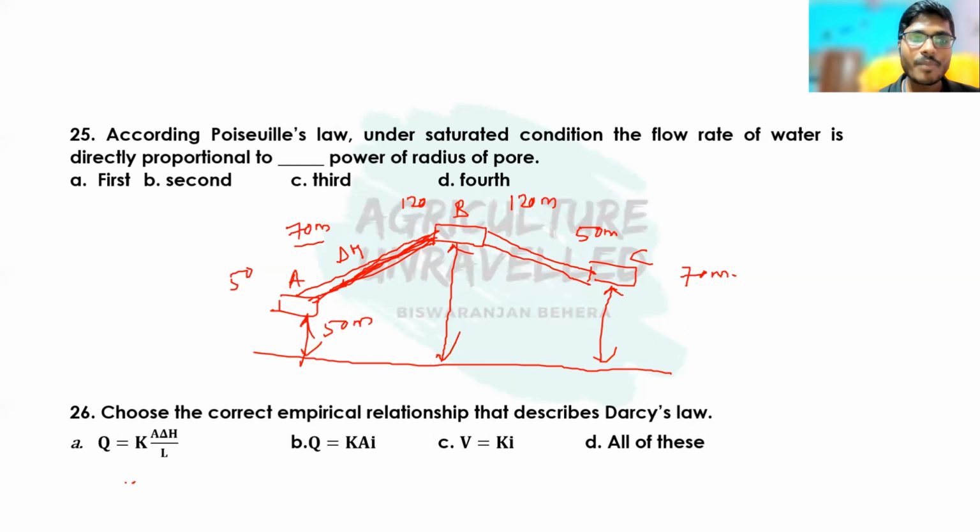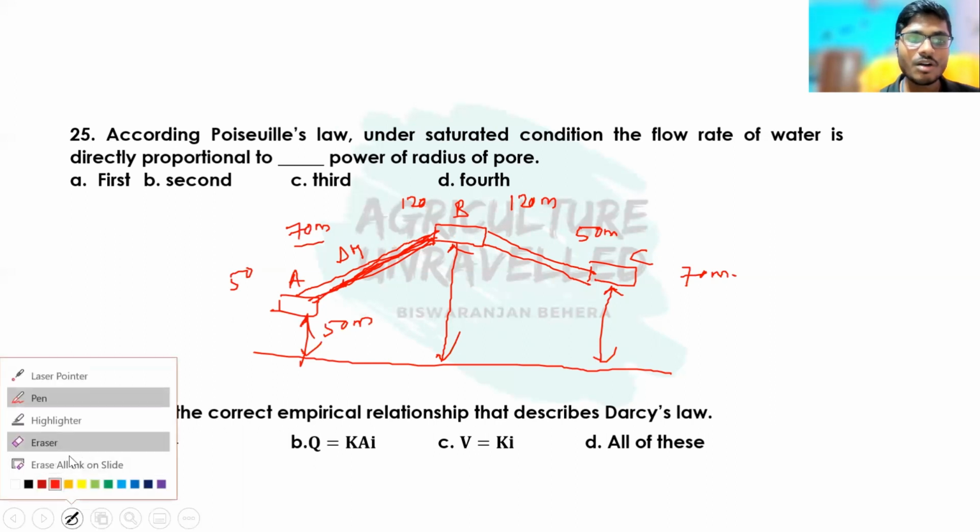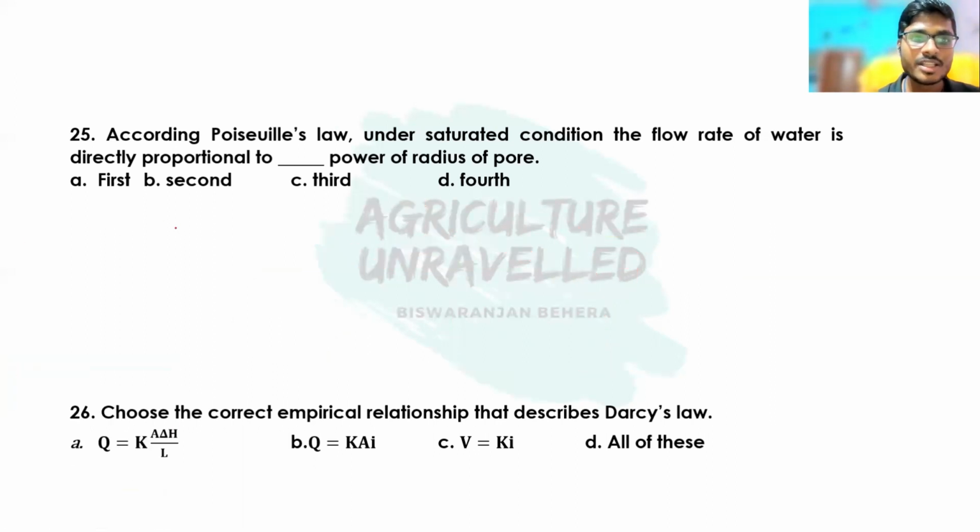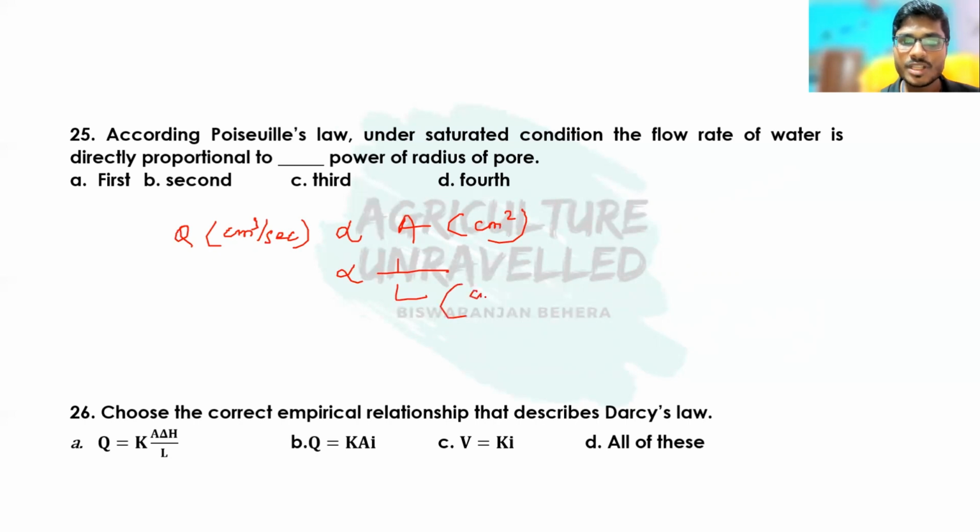So now we will combine all these principles of Darcy's law. The flow rate Q, whose unit is centimeter cube per second, is directly proportional to the cross-sectional area, whose unit is centimeter square. It is inversely proportional to length, whose unit is centimeter, and directly proportional to hydraulic head difference. The unit of hydraulic head difference is also centimeter, meaning length. So here we will combine these three things.